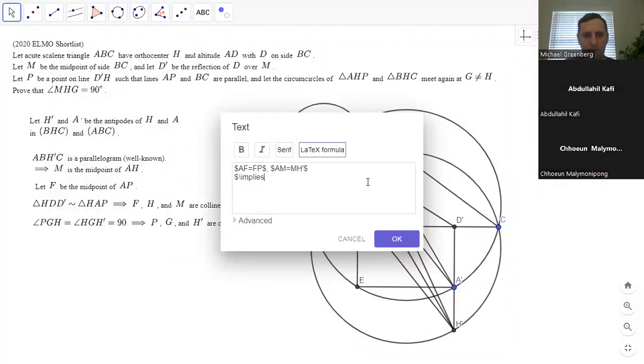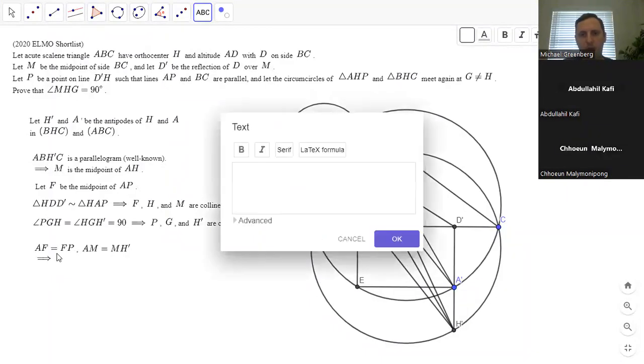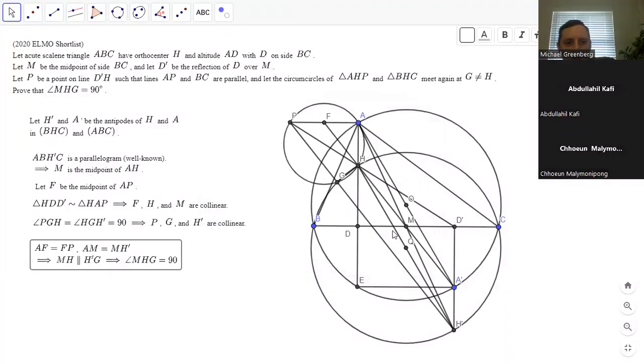And that means that MH is parallel to HG prime, H prime G. That solves the problem. So yeah, I think everything got proved. I don't think there's anything missing here. It's possible there's a way to shorten it, but I'm not so sure there is. Yeah, I think that's really the way to go.